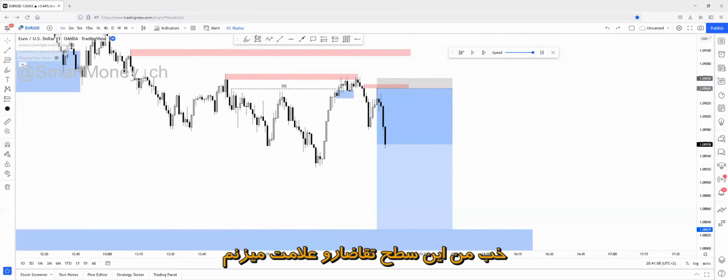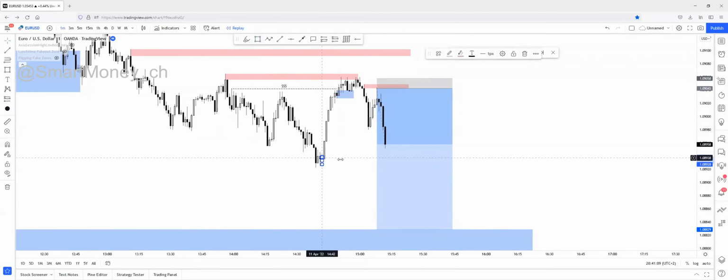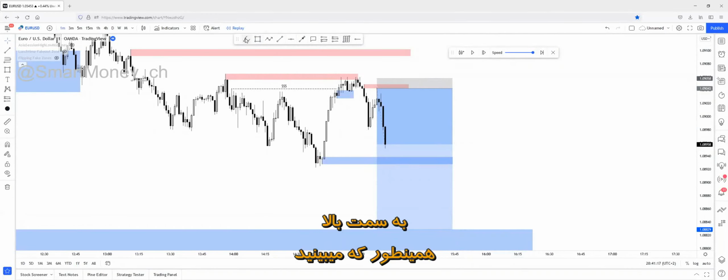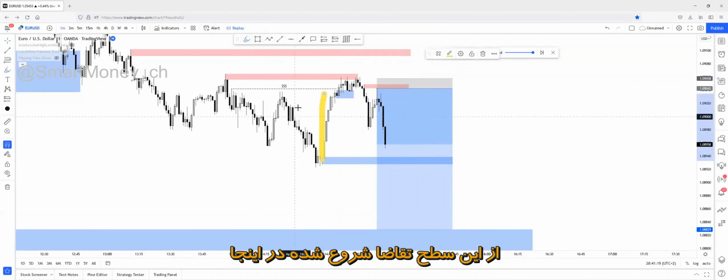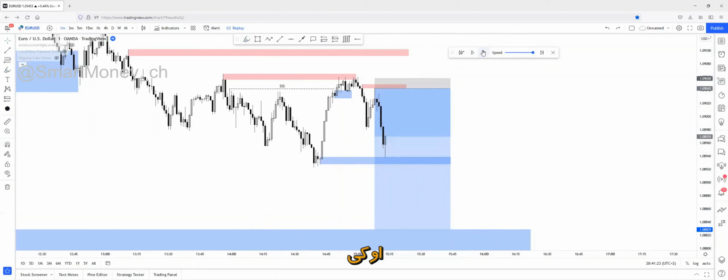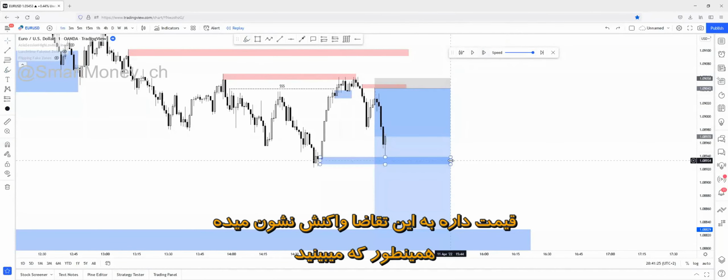Okay, I will just mark this demand zone out because this demand zone has started the less recent inefficient push and liquidity sweeping movement to the upside, as you can see. So this inefficient movement has started from this demand zone right here. Our stop loss is at break even. Price is reacting on this demand zone, as you can see.